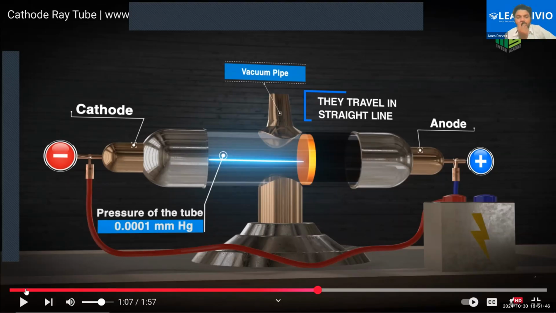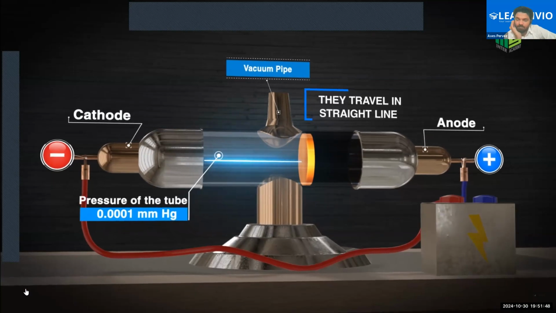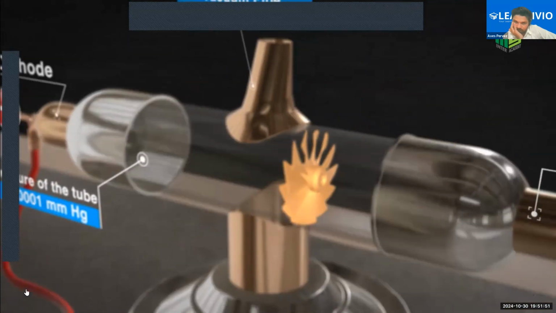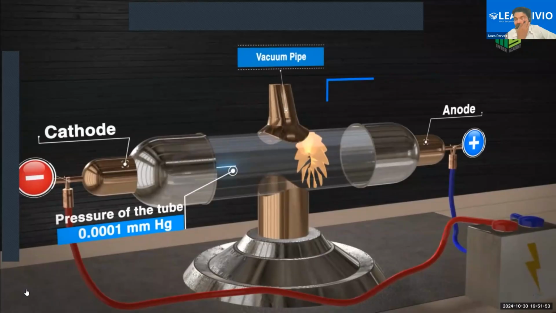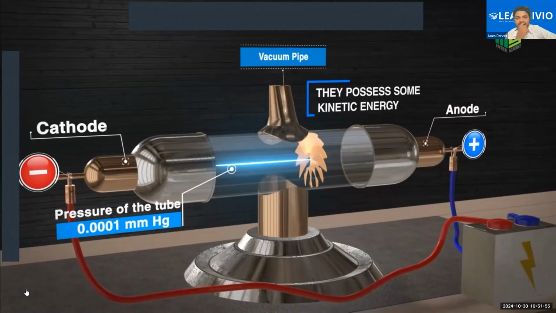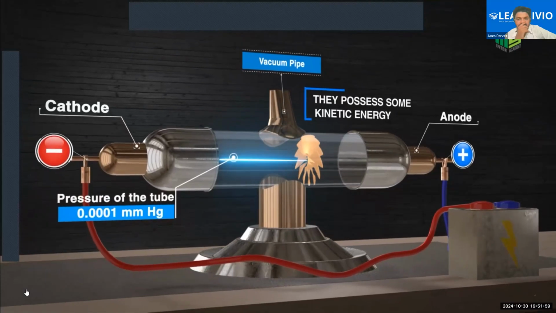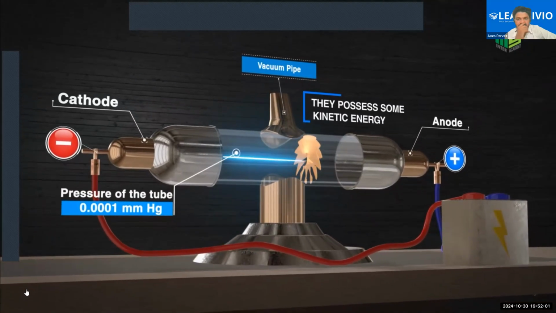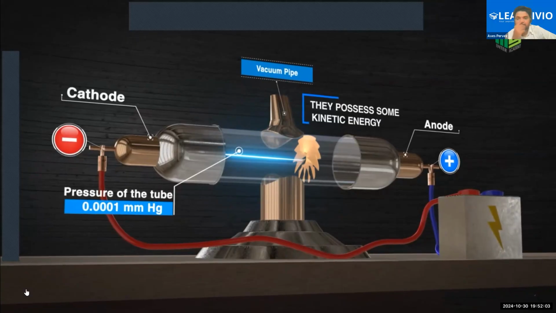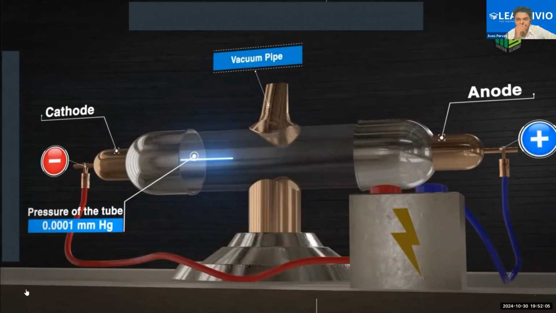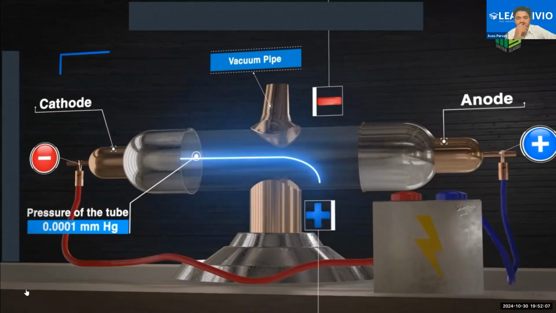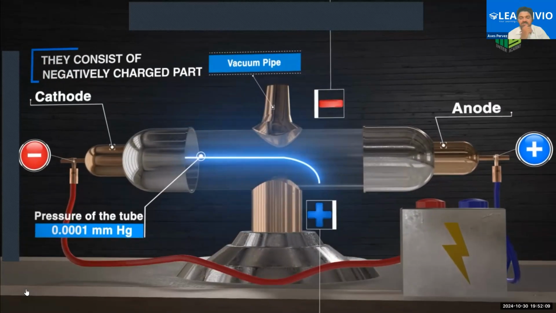This shows that cathode rays travel in a straight line. 2. When a wheel was placed in the path of cathode rays, the wheel rotates. This shows that rays consist of some particles and have some kinetic energy. 3. In the presence of an electric field, the rays are deflected towards the positive.